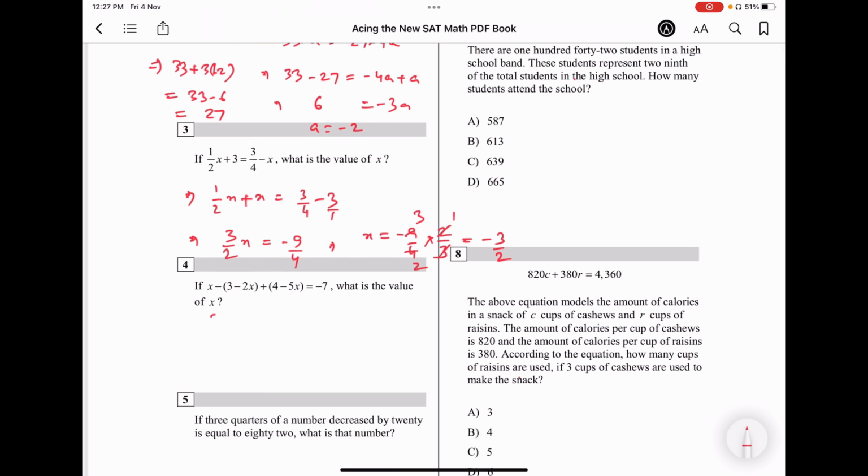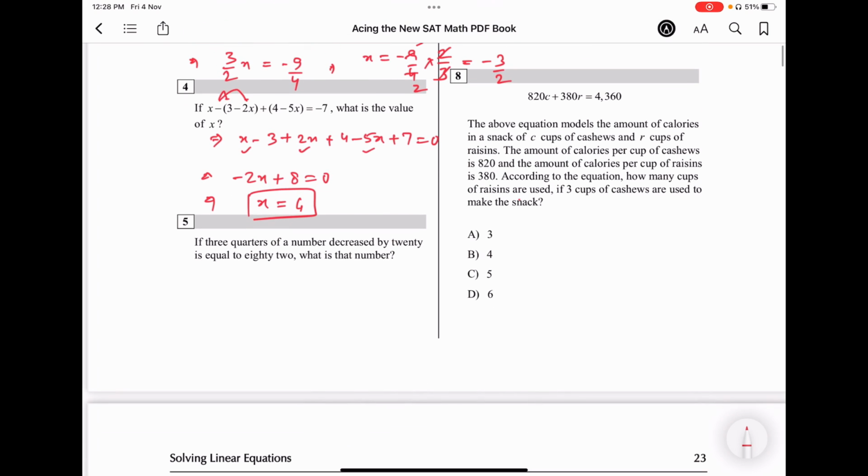What is the value of x? So simplify this equation. X minus 3 plus 2x. I'm just multiplying this negative with both of the terms inside the bracket. And positive 4 minus 5x and plus 7 equals 0. This gives you 3x minus 5x, so minus 2x. 11 minus 3, that gives you 8. So x here comes out to be 4.